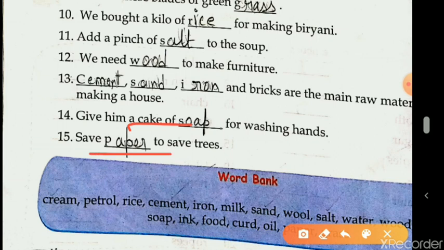So students, this was all about uncountable nouns. Please complete exercise 1 and 2 of unit 10 given on page number 37 and 38.